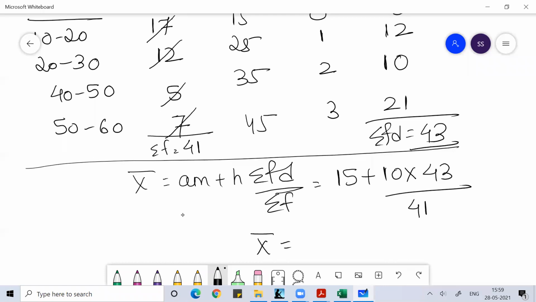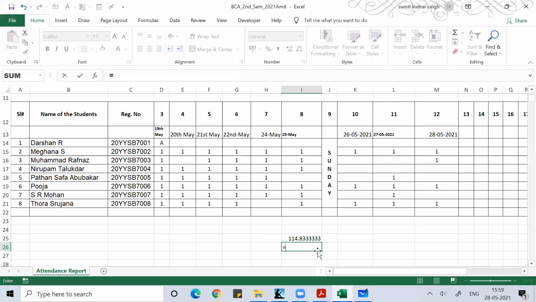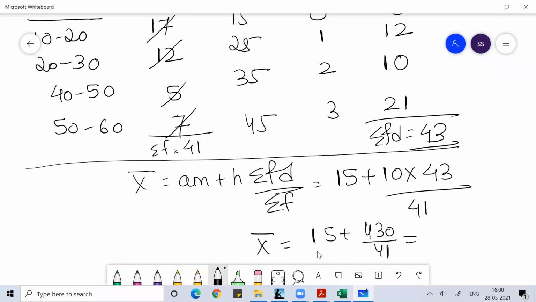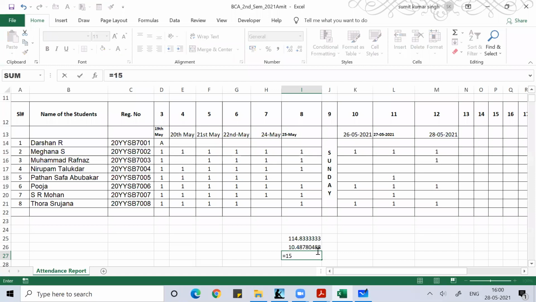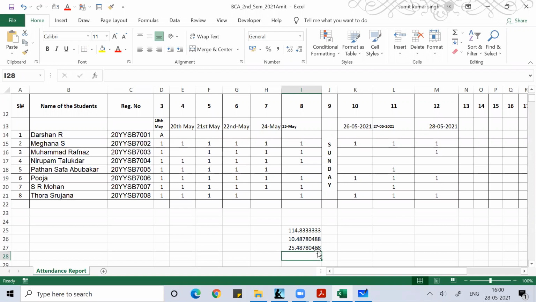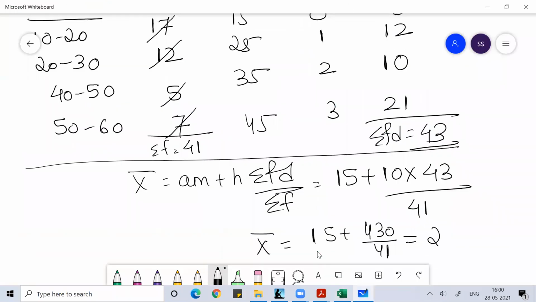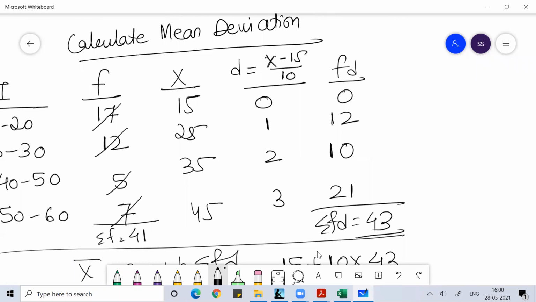You will get the assumed mean. Sorry, you get the arithmetic mean. This is 15 plus 430 by 41. That is 10.4878 plus 15, which is 25.48. So your arithmetic mean is 25.48. Let's take 25 as approximate. Okay, then I got the arithmetic mean.